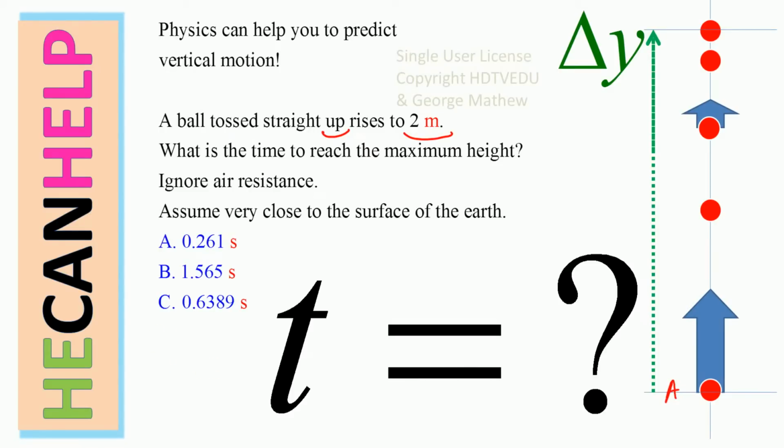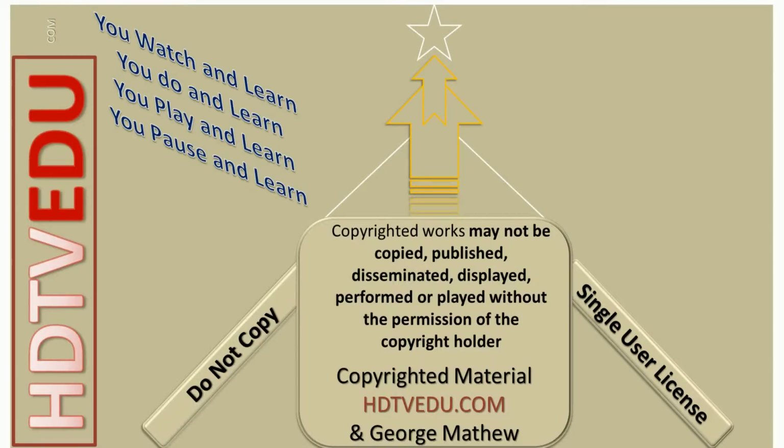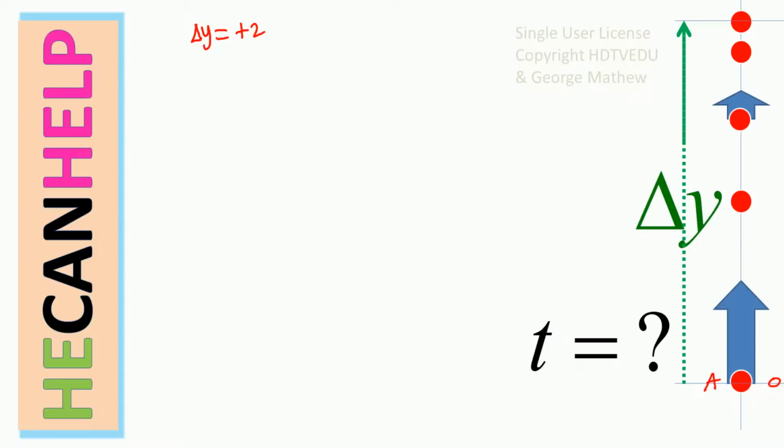Here is your point A and here is your point B. Point B is at the maximum height. Between point A and point B, what is the distance? 2 meters. Point A is the origin. So when you go vertically up above point A, it becomes positive 2. Displacement becomes positive 2. So delta y, displacement along the vertical, is positive 2.